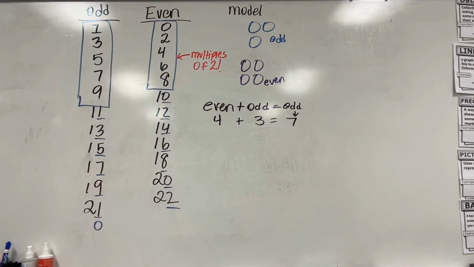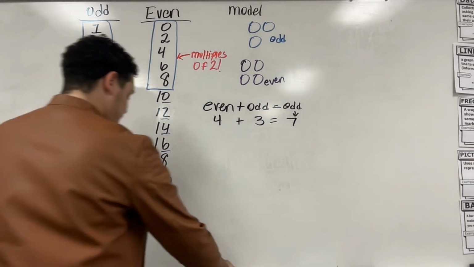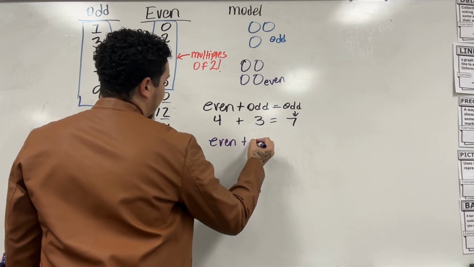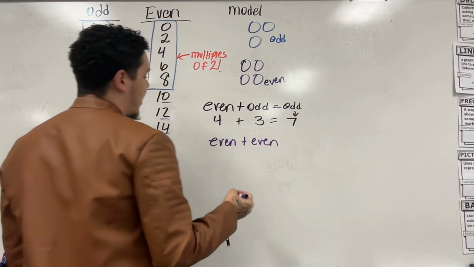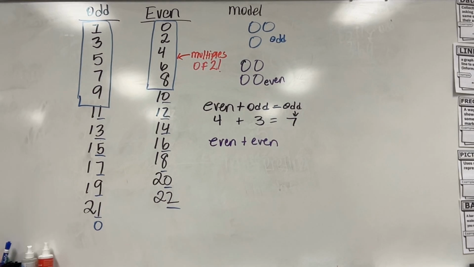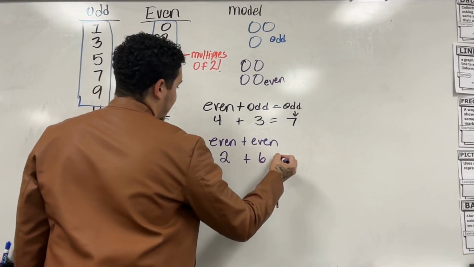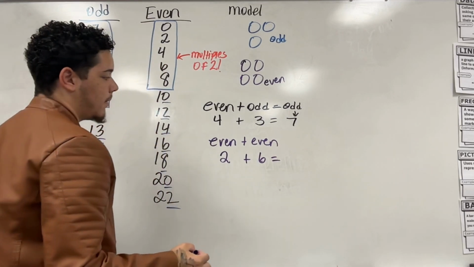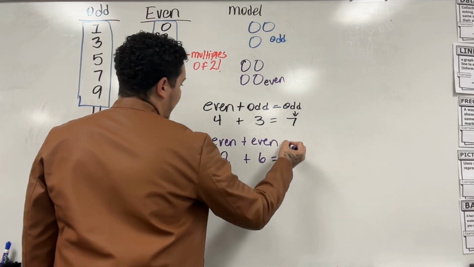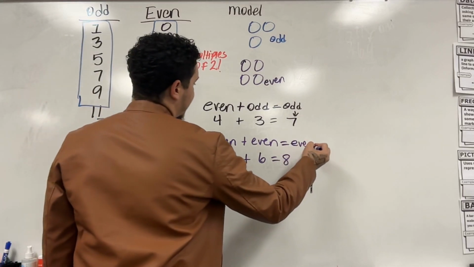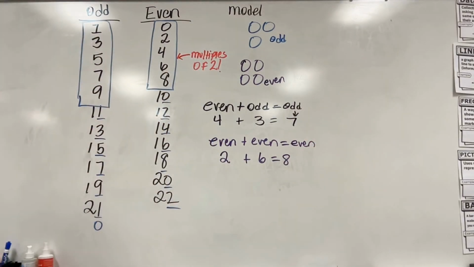Okay. Now, if I were to add an even plus an even number, let's see what our answer would be. We could simply take the numbers. I'm going to go with 2 and 6. 2 plus 6 is what? 8. So is our answer even or odd? It's even. So even plus an even number will always be even.